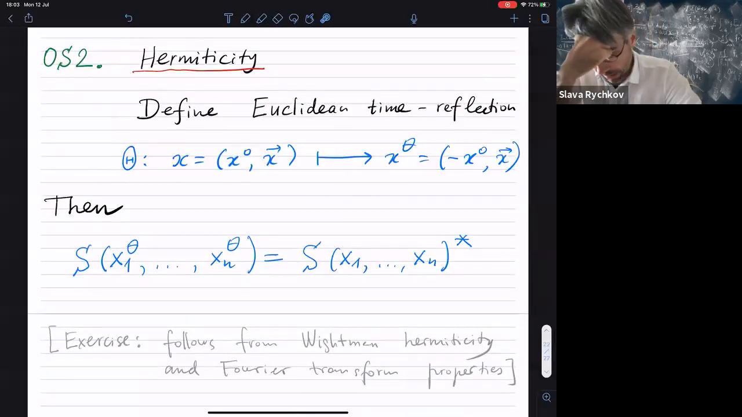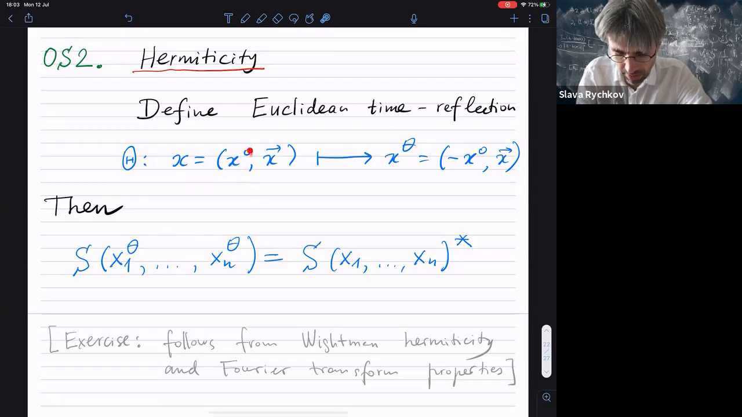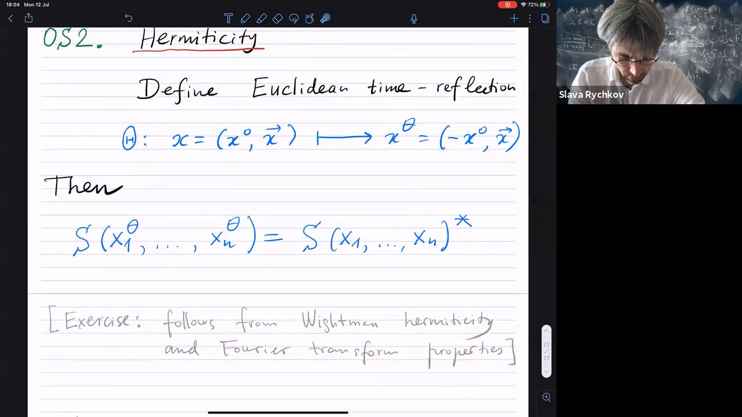Okay, there are three more Osterwalder-Schrader axioms, and they all involve this very important operation, the Euclidean time reflection operation, which I think everyone is familiar with, so I'm going to go very rapidly. This operation flips the sign of Euclidean time, x zero to minus x zero. And this operation theta enters the hermiticity property of Schwinger functions.